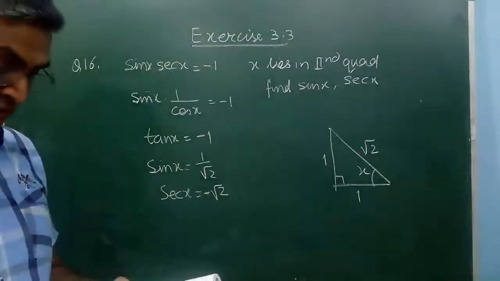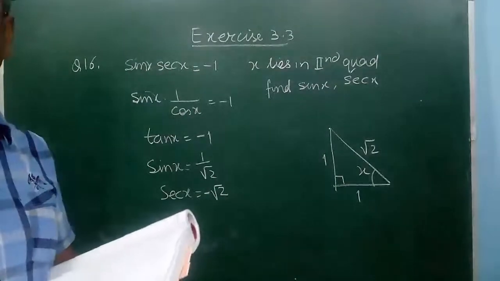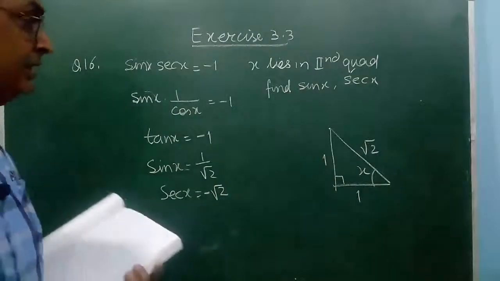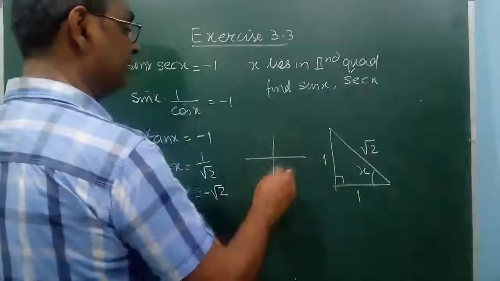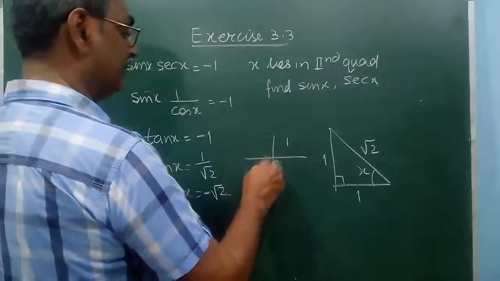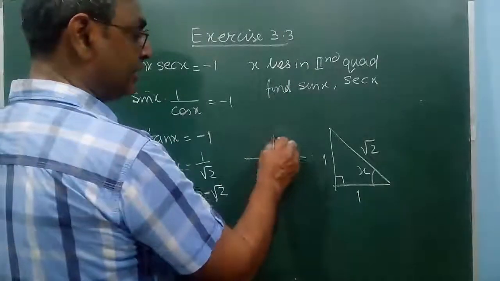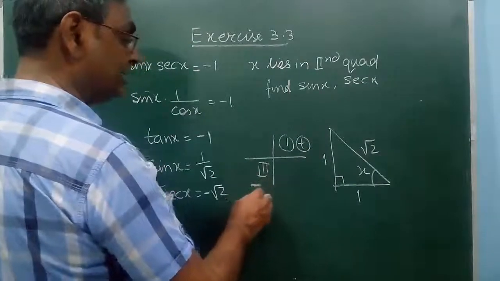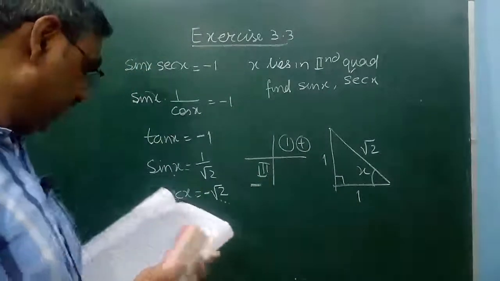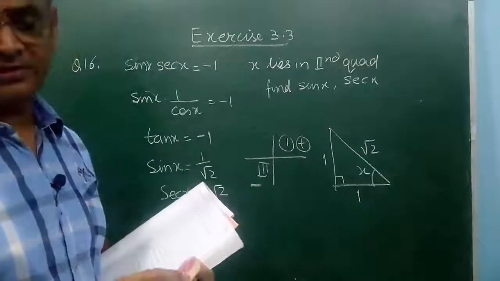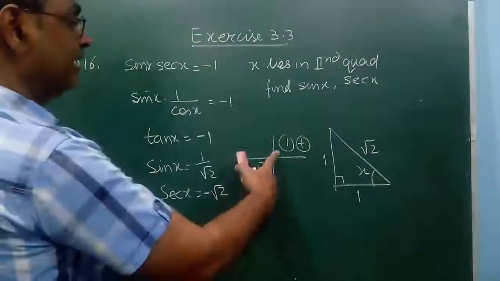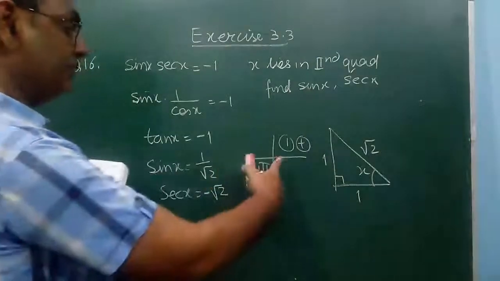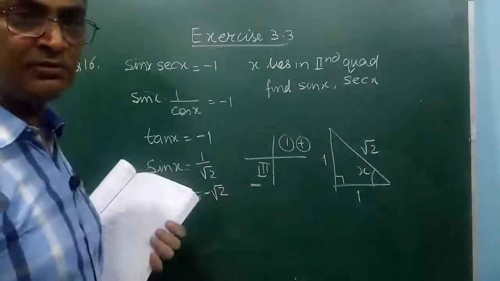So in the 17th you will get 4 answers instead of 2. Why? Because tan is positive. Tan is positive in the first quadrant and third quadrant. In the first quadrant all are positive, and in the third quadrant sin and cos will be negative. The same values will be there, only there will be a difference of sign. So you write sin: if it lies in the first quadrant both will be positive, if in the third quadrant both will be negative.